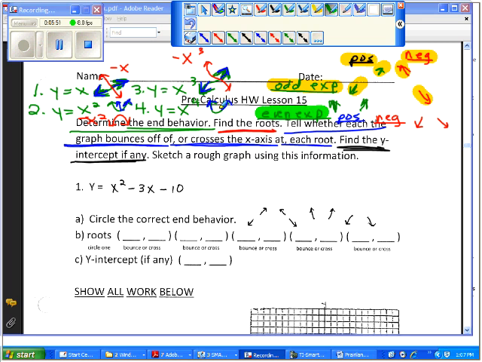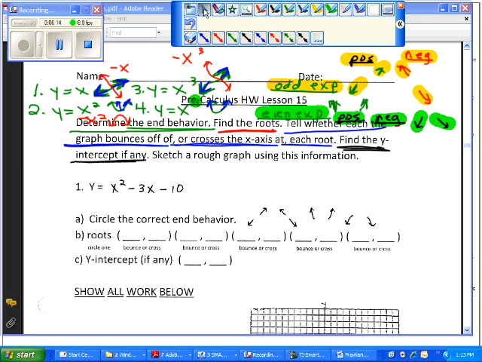If there's an even exponent, we're talking about the exponent like second power, fourth power, sixth power, eighth power, then it's going to be an up-up or a down-down. If the leading coefficient, which we generally call a, is positive, then it's going to open up. Or if that leading coefficient was negative, it would open down. Everybody understand the end behavior rules?